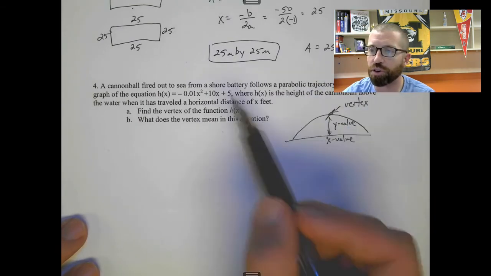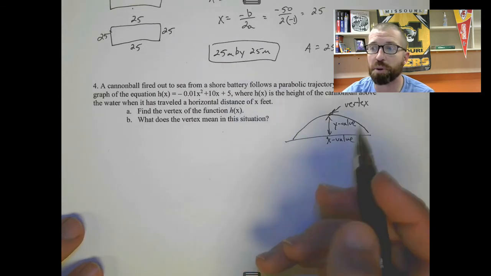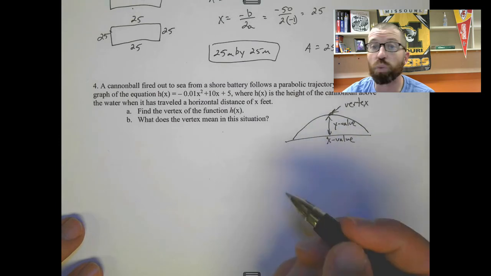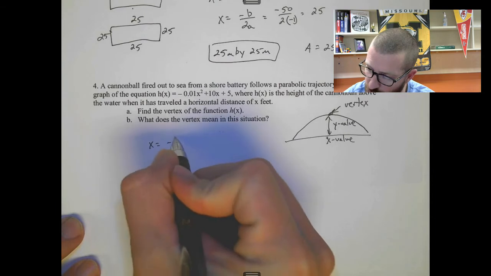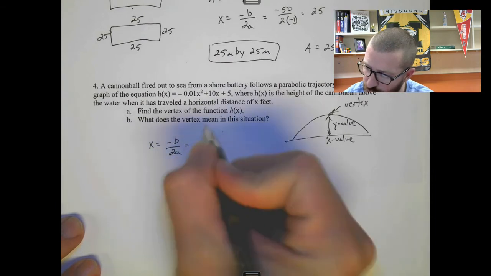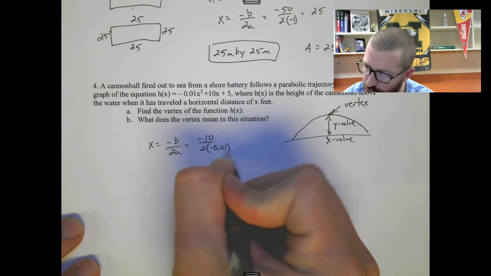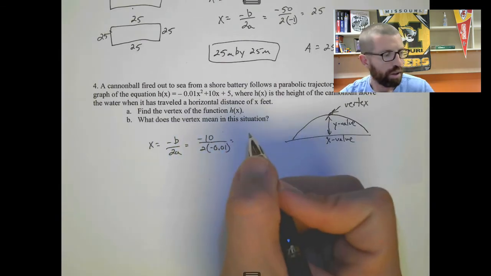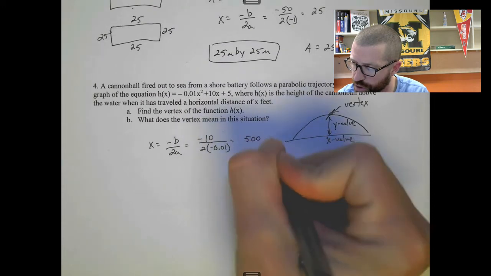In this case, we want to find the vertex, and then what does the vertex mean? We've kind of already talked about this, but the vertex will give you the maximum height of the cannonball, and then when that height occurs. So we want to do x equals negative b over 2a again, because it's in standard form. So it's negative 10 over 2 times negative 0.01. You can just type that in your calculator. You could probably simplify it, but it's 500.